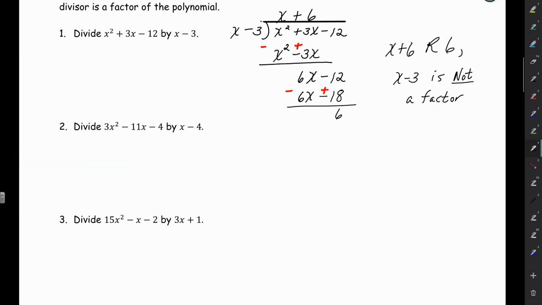All right, let's do number 2. Set it up. X times what gives me 3x squared? That would be 3x.